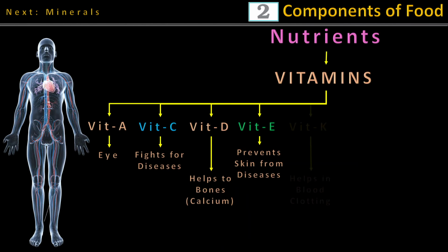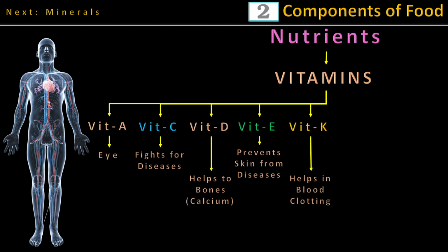Next comes vitamin K. Vitamin K, once again, helps with blood clotting. Generally, if you get an injury, something happens to your body, and the blood will start coming out. So how quickly will it stop? That is the blood stopping.